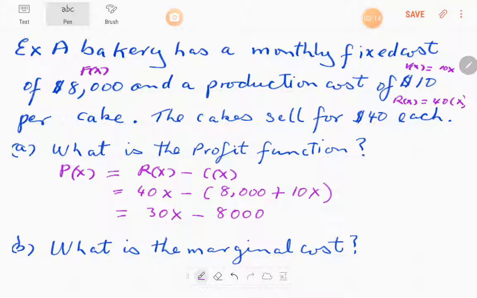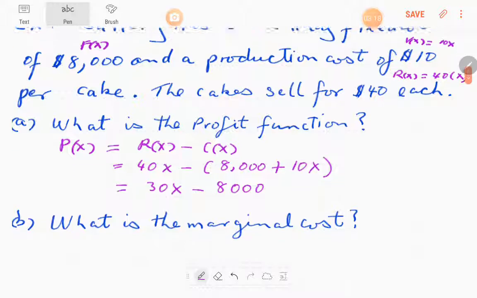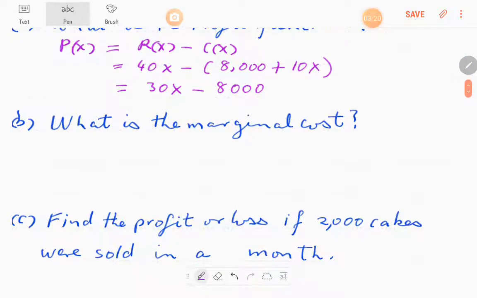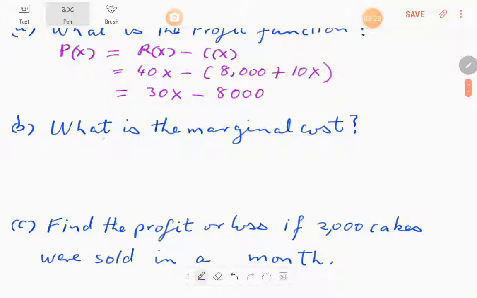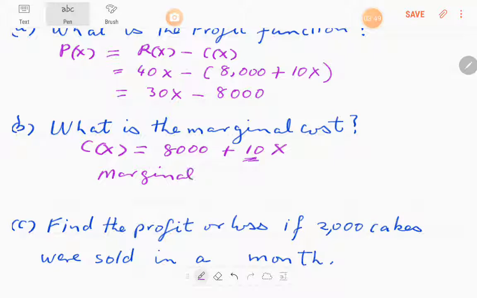Okay, another question related to this example could be, what is the marginal cost? So the marginal cost we get from our total cost, which is 8,000 plus 10x. So our marginal cost is the cost of each additional unit. So once our operation is up, what's the cost of producing another unit? That's our marginal cost. So marginal cost is $10, all right?